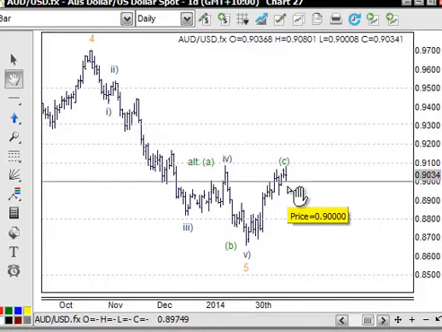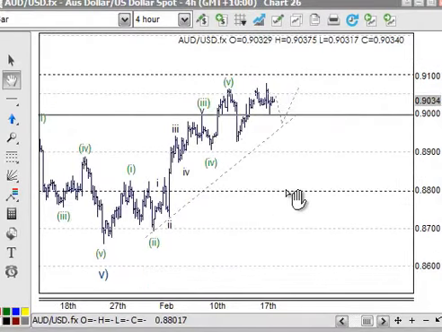It's far better to allow it to mature and have a few more corrections here, and then if it finds support, we'll go long. If not, well, then we'll look to go for new lows. But I just want to point that out, that we really need to allow this to mature.